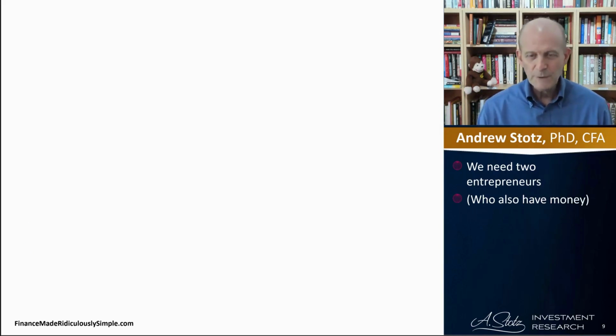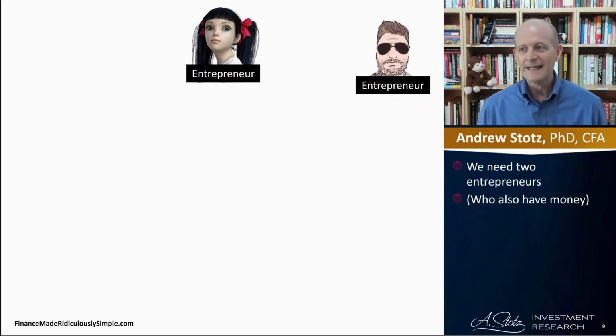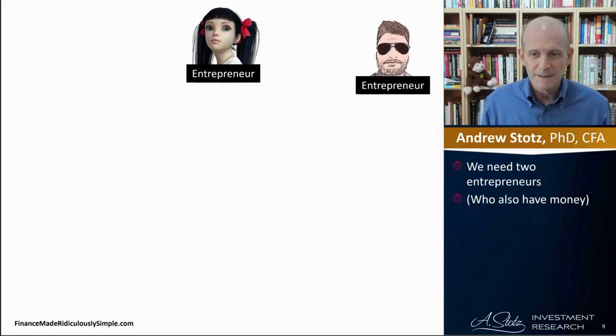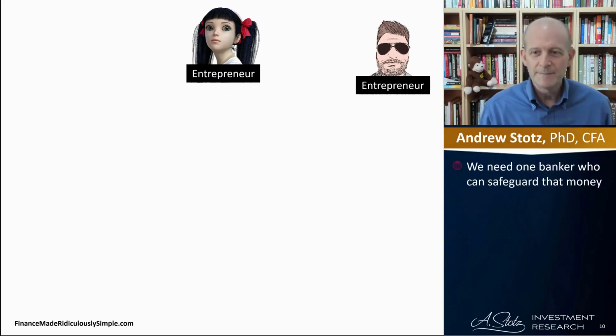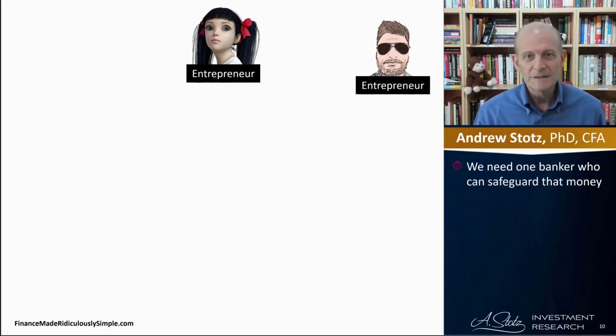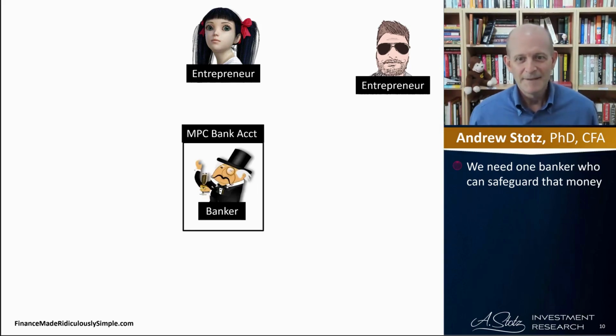So first we need two entrepreneurs who have money. They got to have cash. Now, of course, not every entrepreneur is going to have money. But because this is ridiculously simple, we're going to start with the simple assumption that they have a little bit of money. And then we need a banker. We need one person who can safeguard that money. And there is the banker in the middle.